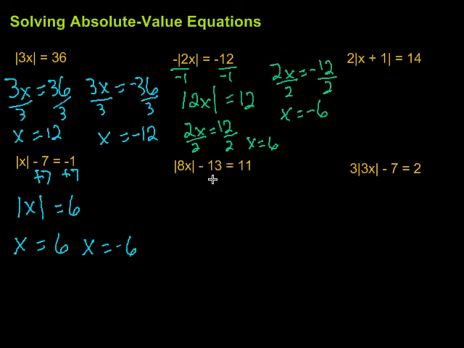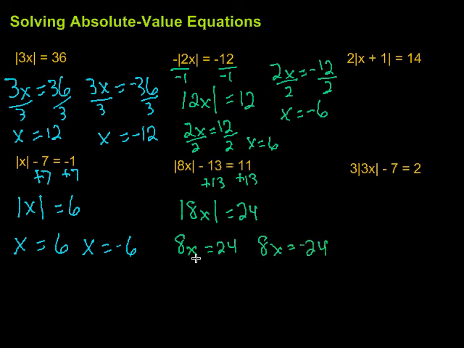Okay, then here again we've got something extra here. The absolute value needs to get by itself. So to do that, in this case, we're going to add 13 to both sides. And we are left with the absolute value of 8x equals 13 plus 11, which is going to be 24. Okay, so now I have my absolute value by itself, so I can write my two equations. The first one will be 8x equals 24. The second will be 8x is equal to negative 24. Solve each of those by dividing by 8. Divide by 8, x equals 3, and divide by 8 over here, x equals negative 3.